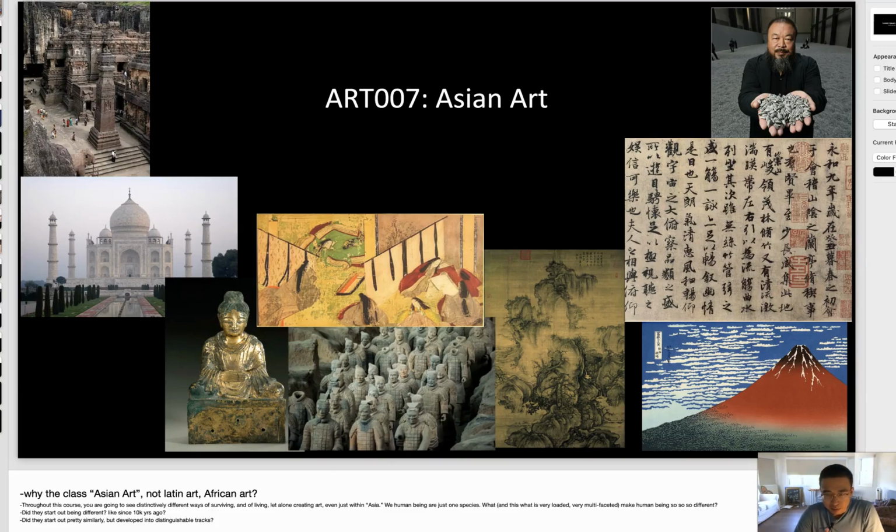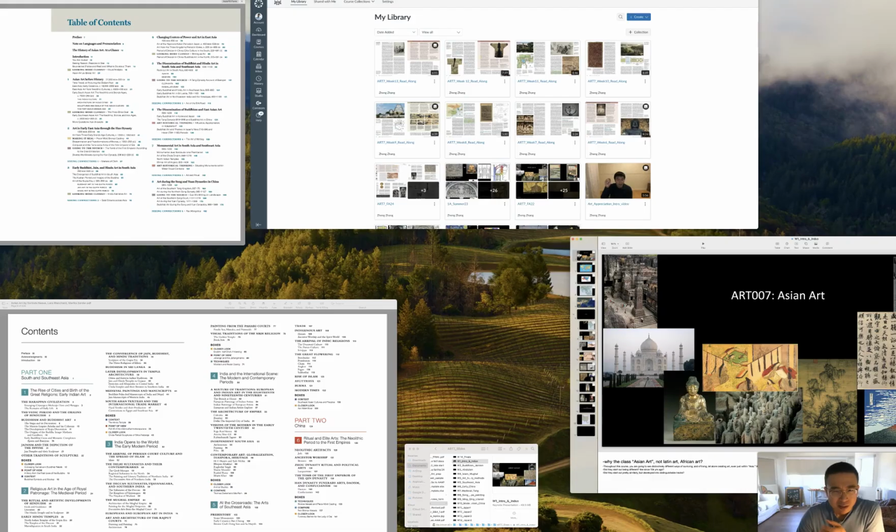History is about telling stories. Art history is about telling stories through things we can see, through visual materials. The history of Asian art, well, I guess you already know the definition of it, but to tell the story of Asian art is extremely hard. Why? Well, let me give you an example.